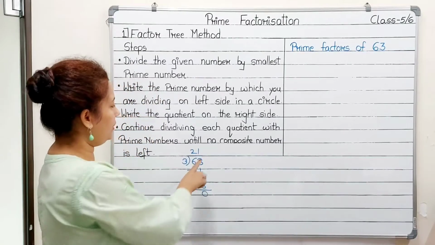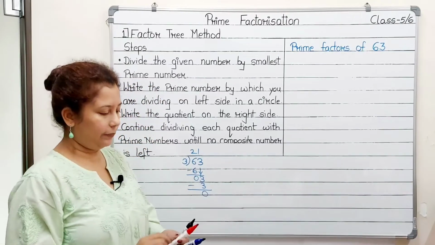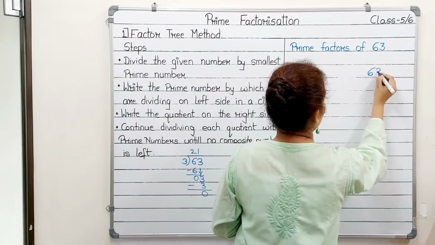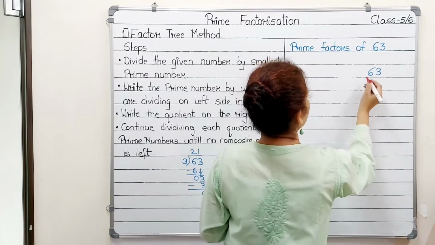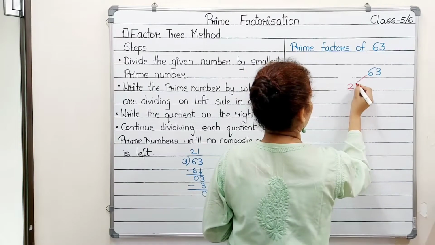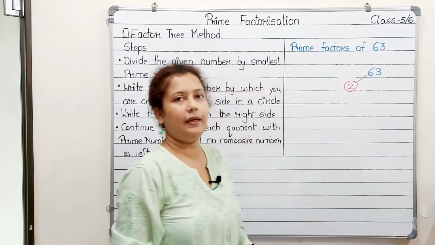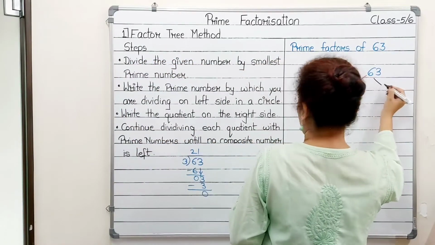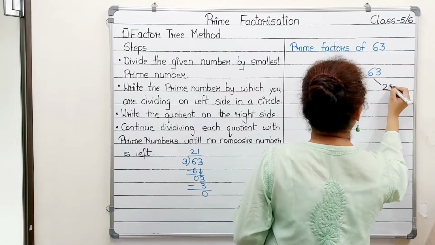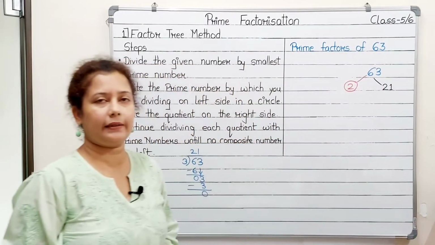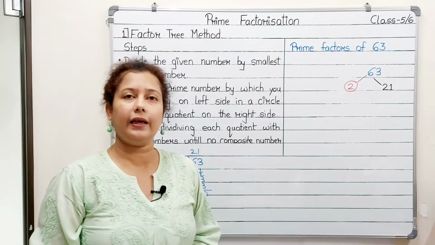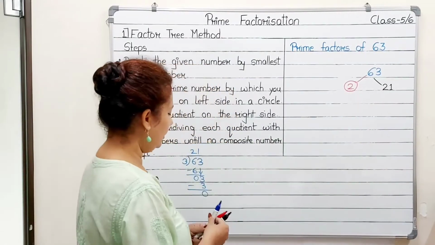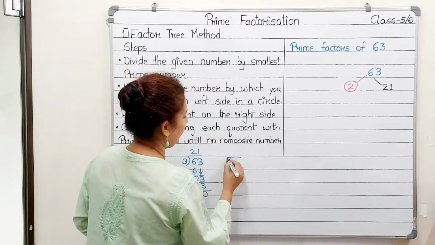So here the quotient is 21 and we are dividing it by 3. So first we will write the number, that is 63. We will write the prime number by which we are dividing on the left hand side in a circle, and we will write the quotient, that is 21, on the right hand side. Now this 21 is again not divisible by 2. It is divisible by 3. So here we will divide it by 3.